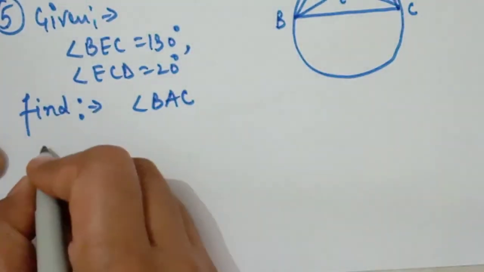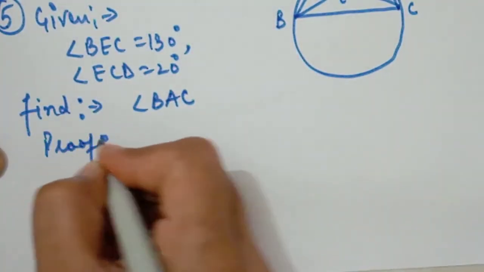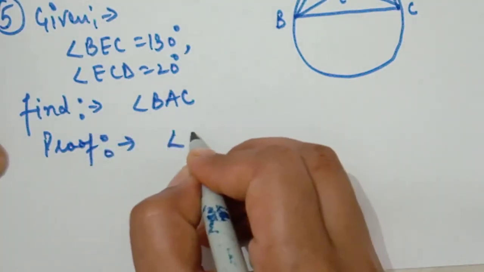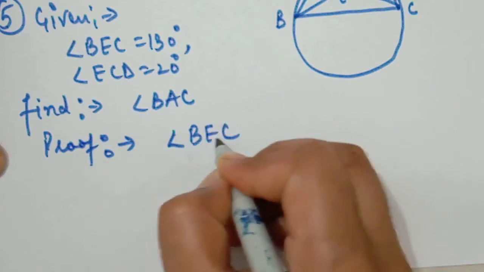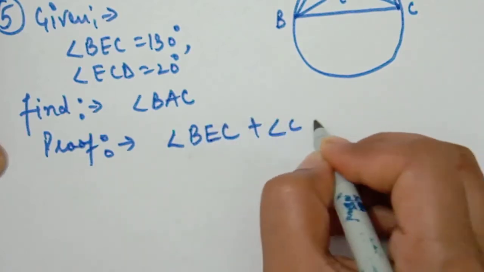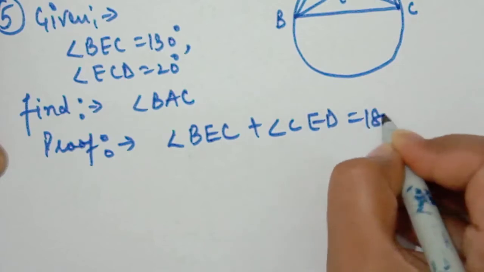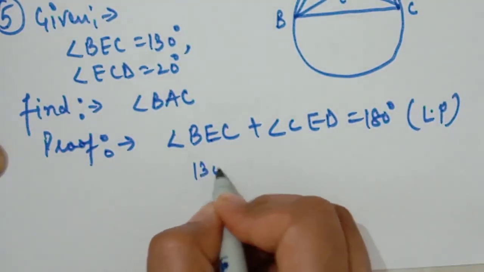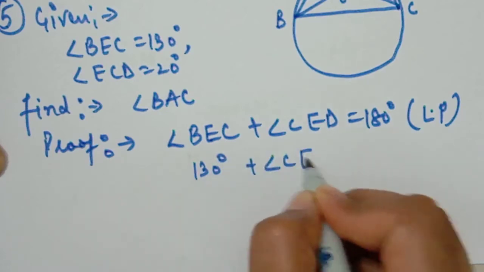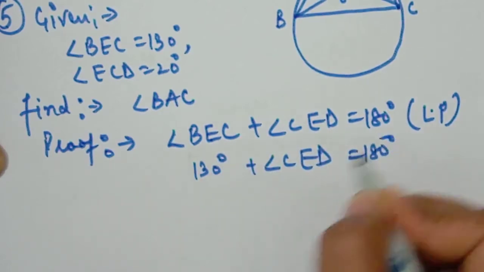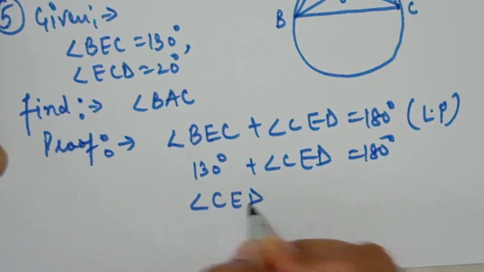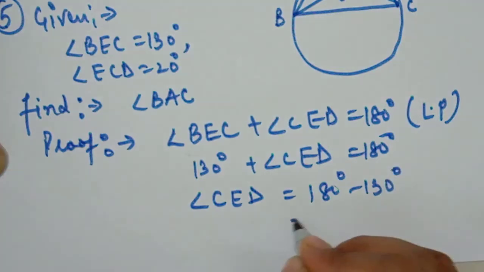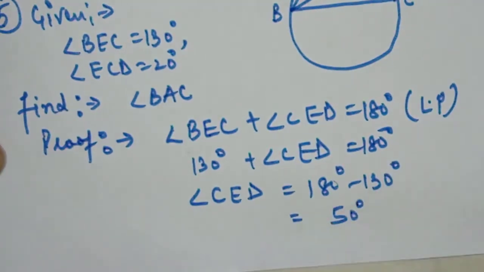So we will start our proof. Students, pay attention. It is very easy. Angle BEC plus angle CED is equal to 180 degree, linear pair. This is 130 degree, already given. So angle CED is equal to 180 degree minus 130 degree, which is equal to 50 degree.